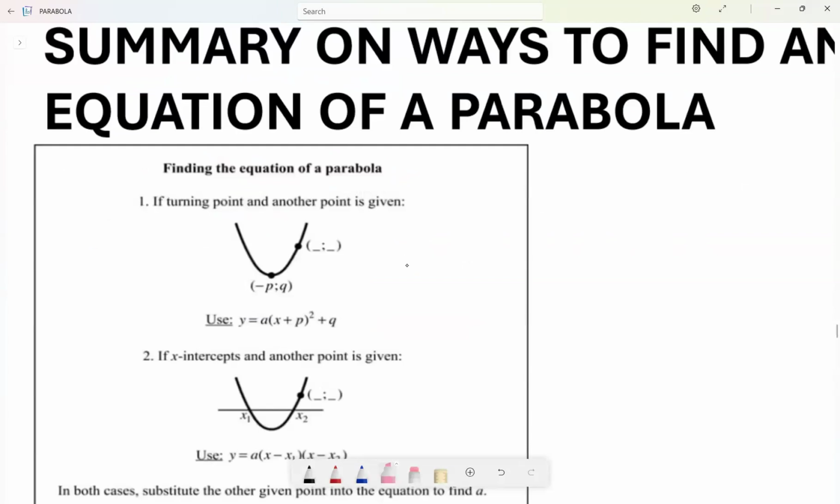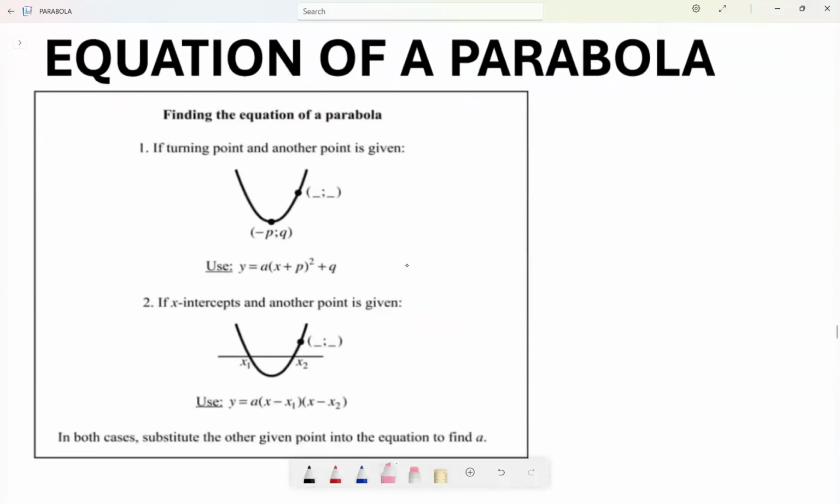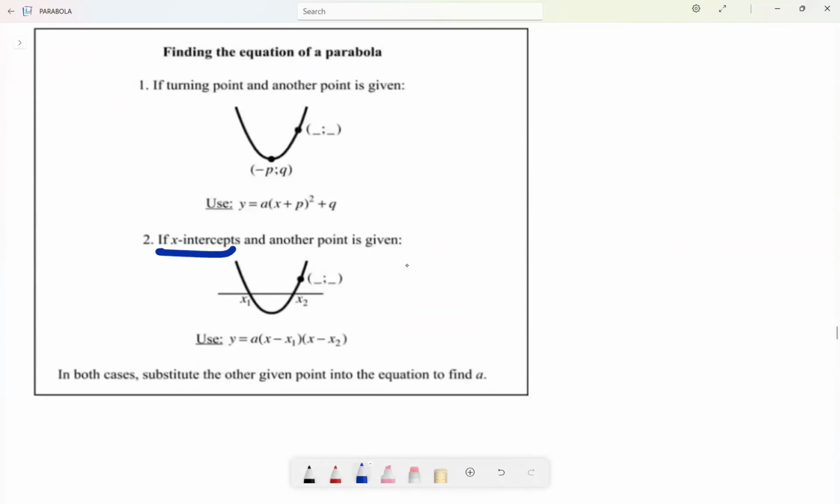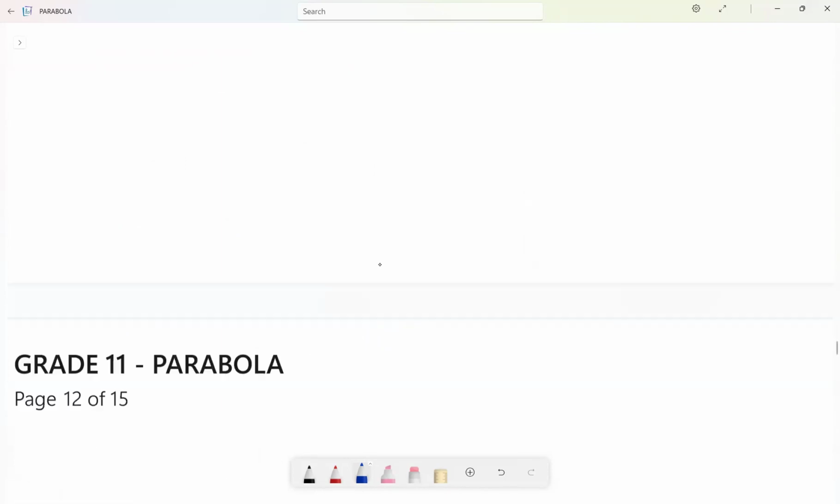Now, here is a summary of how to find this, okay? So, if a turning point and another point is given, we are going to be using this one, because this one tells me about the turning point formula, okay? So I can just substitute this one and that one in any point. Or if I have two x-intercepts and any other point, I'm going to be using which one? This one. Okay, yes.